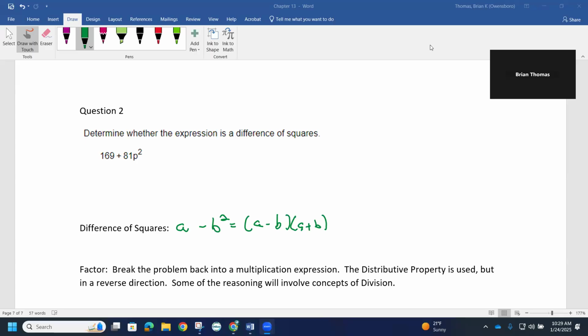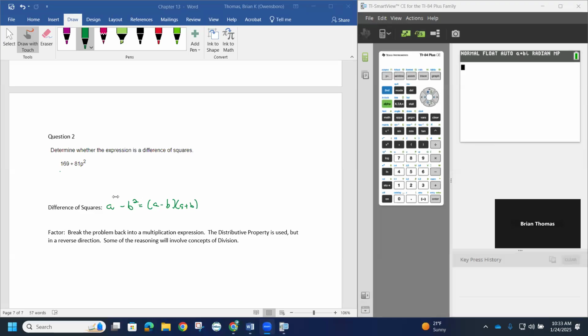So again, continue with special products, chapter 13. Again, when question 2 says, determine whether the expression is a difference of squares. So is the first term a perfect square? Now, let me pause a moment and get my calculator out here. So what we're trying to figure out is what square gives me this 169?